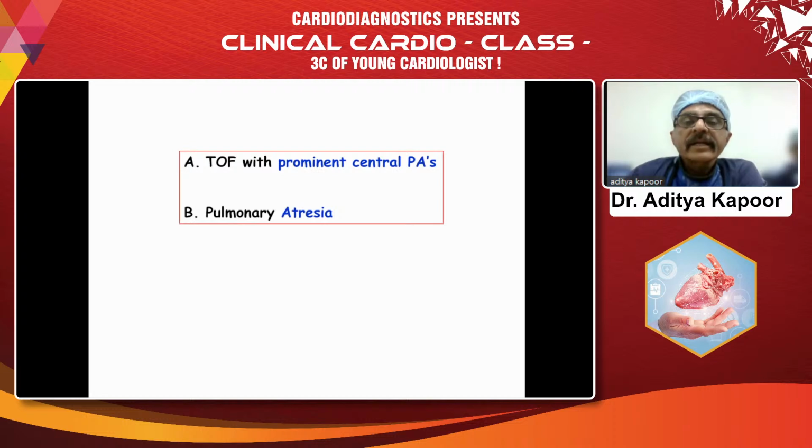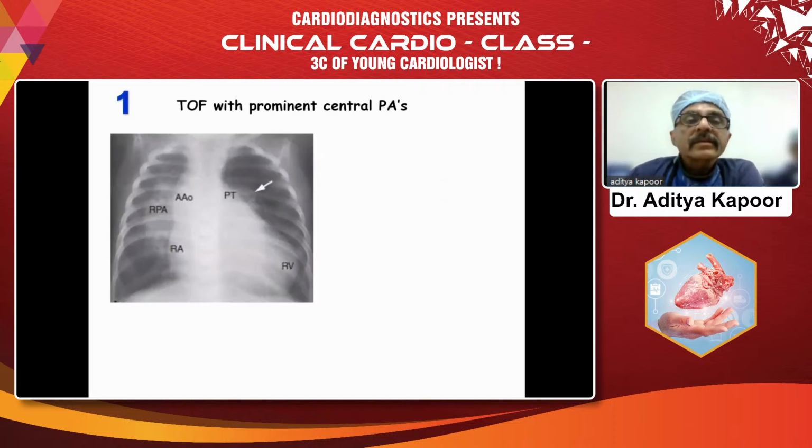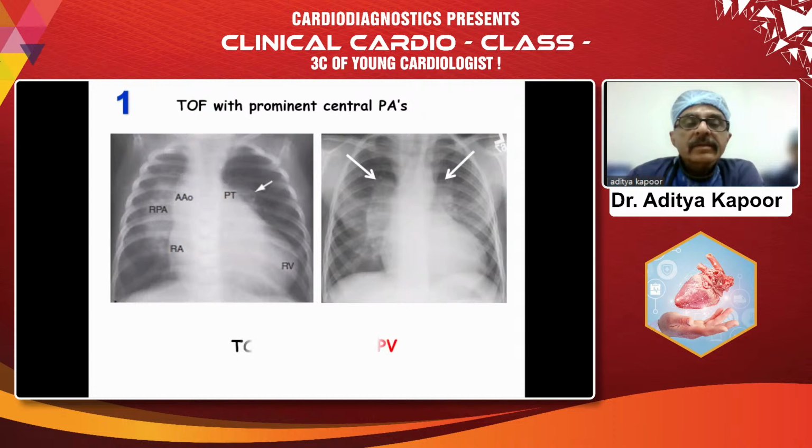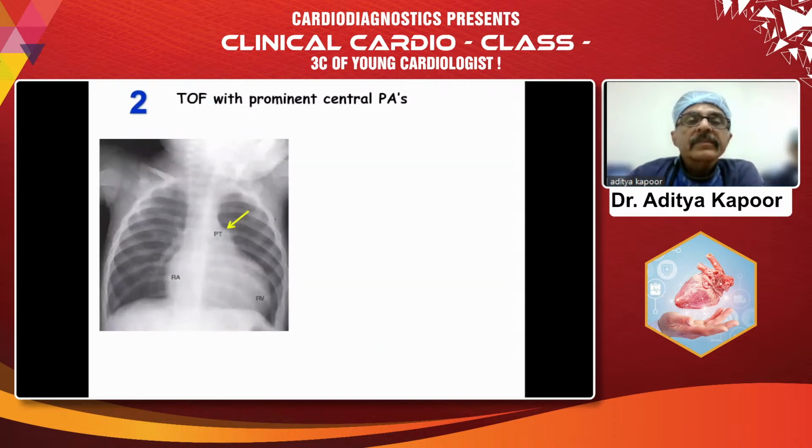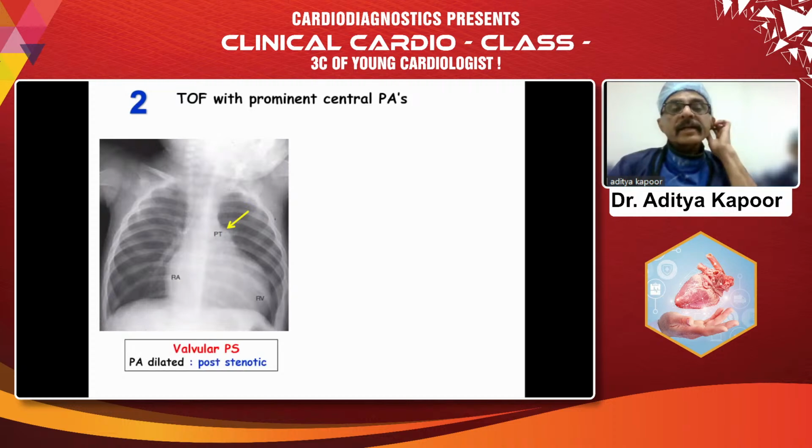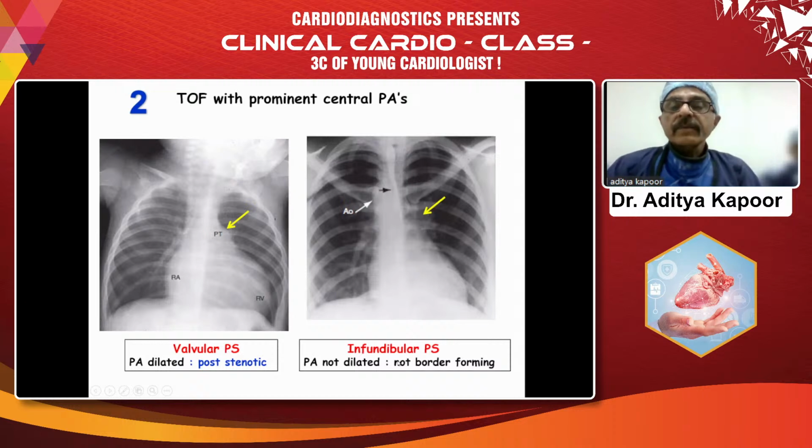Tetralogy with prominent central pulmonary arteries is classical for absent pulmonary valve; remember these X-rays. Rarely you may get a tetralogy with mildly prominent central pulmonary arteries, which is valvular PS, when the obstruction is predominantly valvular. In infundibular PS, the PA is not dilated or border forming, as classically seen in tetralogy. But if the obstruction is valvular, which happens in about 5 to 10% of cases, you might find a prominence here. It will not be as prominent as in absent pulmonary valve, but it can be mildly prominent.